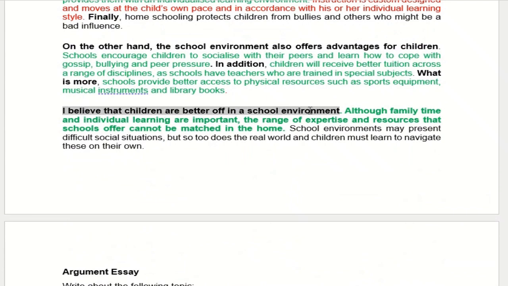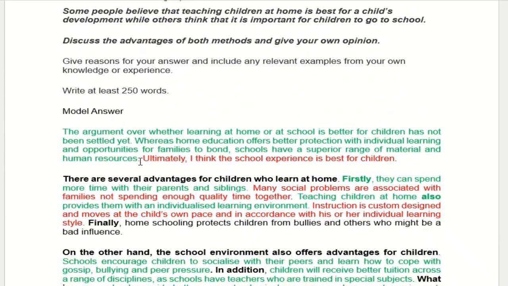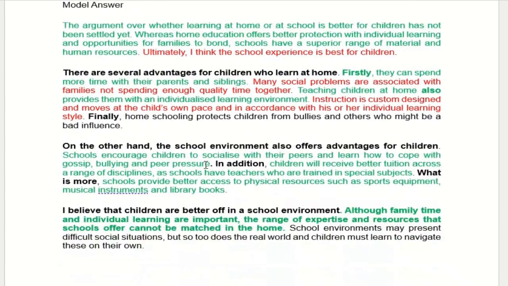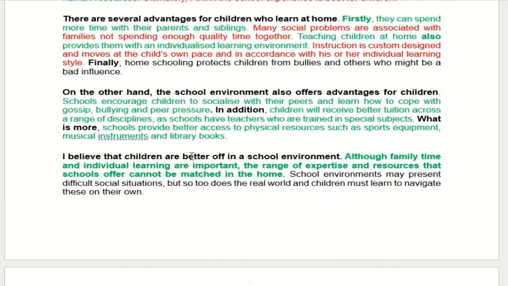When you get to your conclusion, the very first sentence you write to conclude should be a reformulation of your thesis statement, which is this one in this case. So this thesis statement, which says, I think the school experience is best for children, is not different from, I believe that children are better off in the school environment. They are both the same sentences in terms of meaning, though they have different formations. So this is what you should always do.